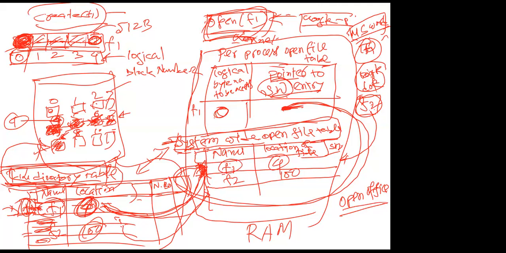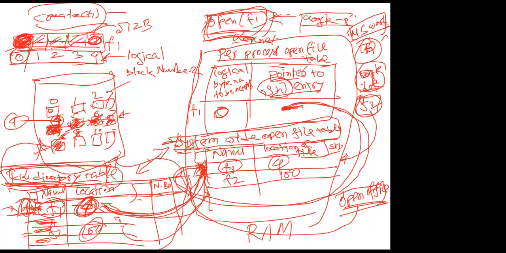So what will it do? It will check in here whether F1 is already open or not. Yes, F1 is already open. So what will it do? This is the per process open file table. Every process, Google Doc, also maintains one per process open file table. Also here OpenOffice also maintains a per process open file table.